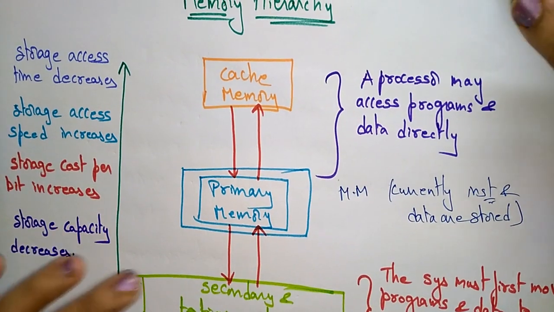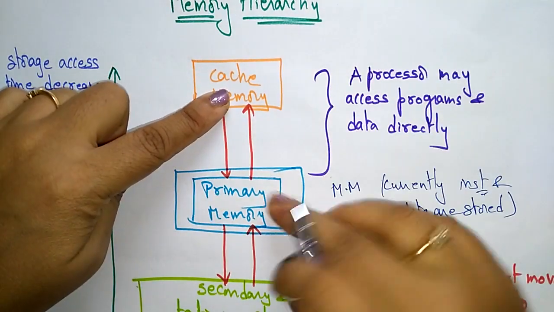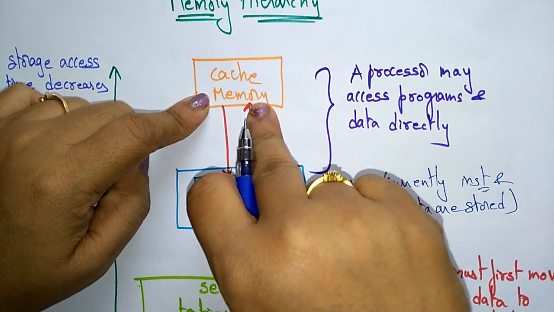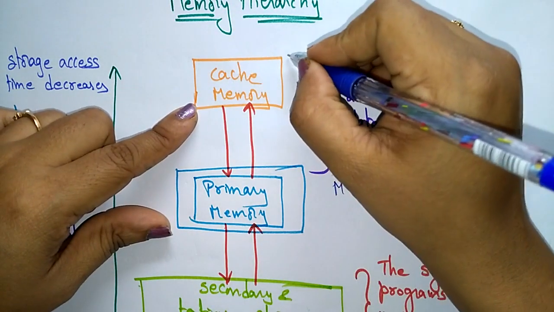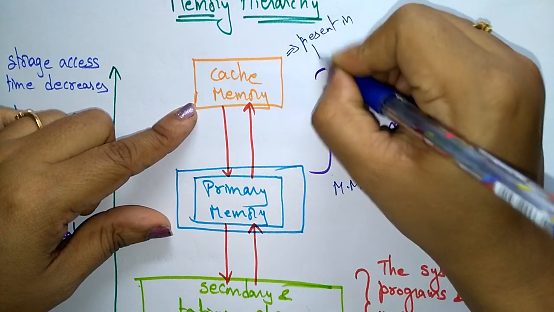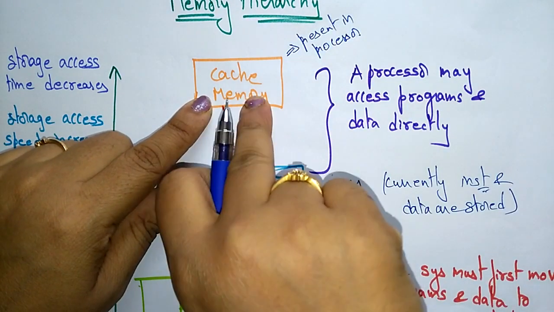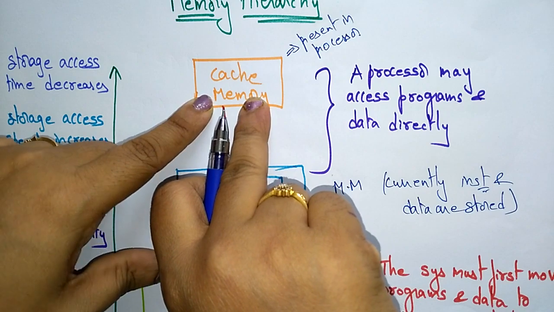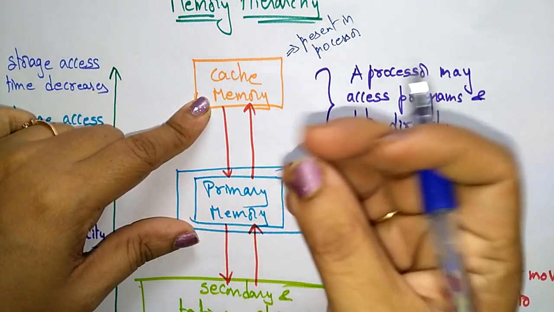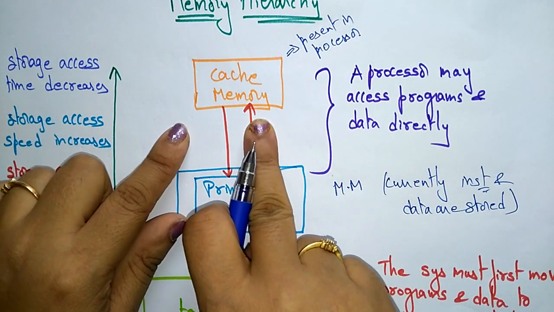Now coming to the cache memory. A cache memory is extremely high speed when compared to the primary and secondary. The cache memory is extremely high speed, usually located in the processor, so it is present inside the processor. The most commonly used data is copied to cache for faster access. Whatever data has to be executed will be stored in cache.